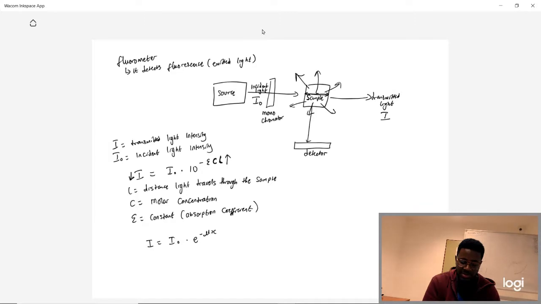So, what is the definition of fluorescence? Let's go to the next slide. Oh, no, no, no. Let's talk about the A. A is the definition of absorbance. Absorbance is given here. Absorbance A. What's the absorbance?